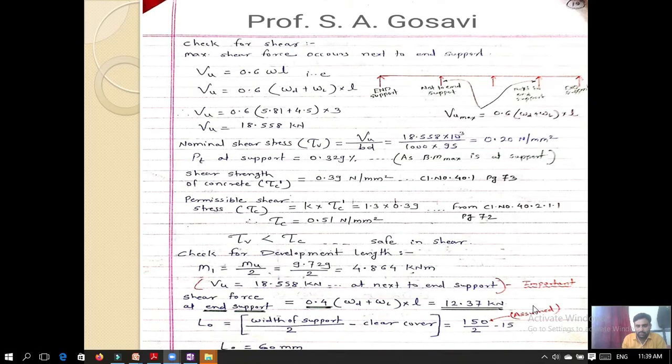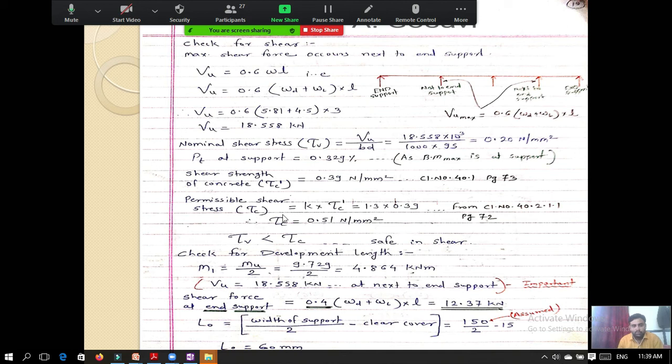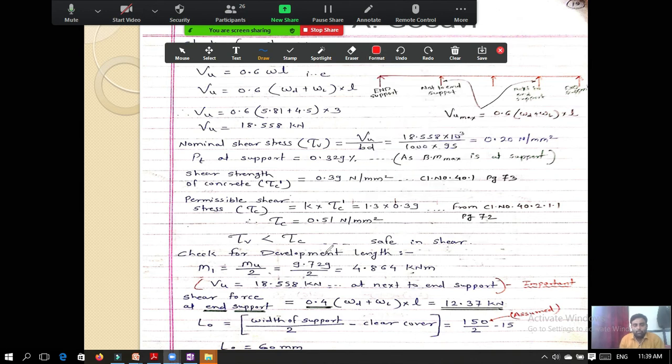So if I see here, tau c, that is permissible shear stress, is equal to k into tau c dash. What is tau v? Tau v is nominal shear stress. This shear stress is right now developed in that slab. And this is the permissible shear stress. So up to this value we can allow the shear stress. Beyond this value your slab will fail. So permissible shear stress tau c is k into tau c dash. If you do the multiplication, you will get the answer. Tau c is equal to 0.51 Newton per mm square.